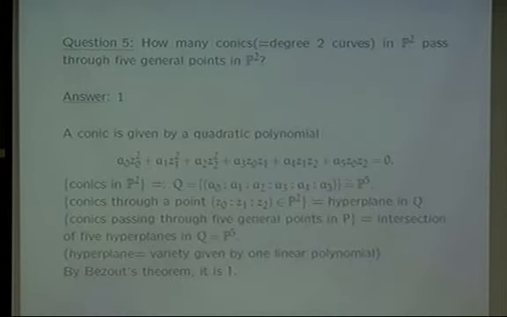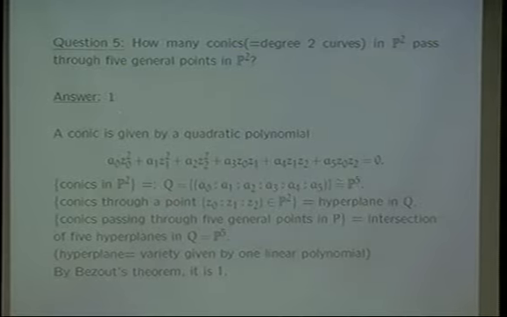Okay, second example. Next question. How many conics, a conic meaning a degree 2 curve, in the plane pass through five given points in the plane? Everybody knows this answer, right? Even junior high school students or elementary school students these days know the answer. The answer is exactly 1, right? Well, okay. Why is it 1? The answer is very simple.